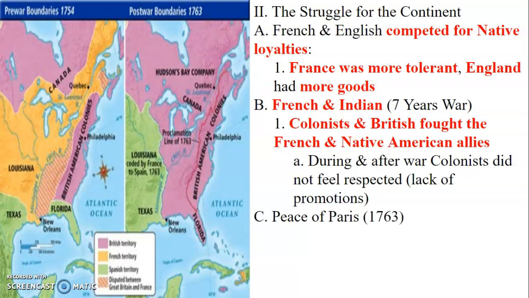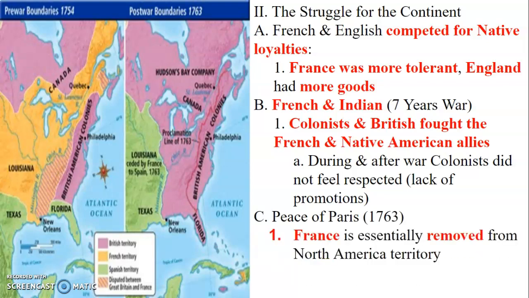We have the Peace of Paris in 1763, which eventually removed France as an essential part of the North American territory. So after the French and Indian War, France was pretty much irrelevant in North America. And the result of the French and Indian War, very, very important, was that it left Britain in debt. If you ever get asked a question about the French and Indian War or the 7 Year War, just know that it left Britain in debt and in need of money. It was costly to fight this war. It cost the British a lot of money.